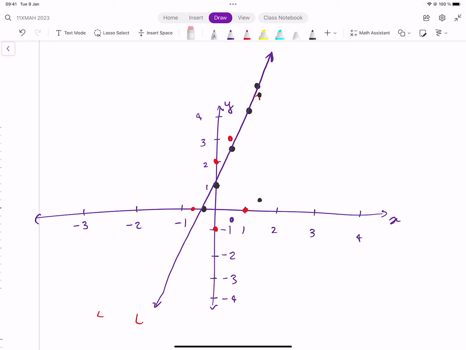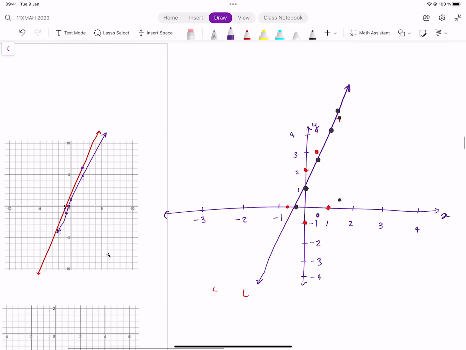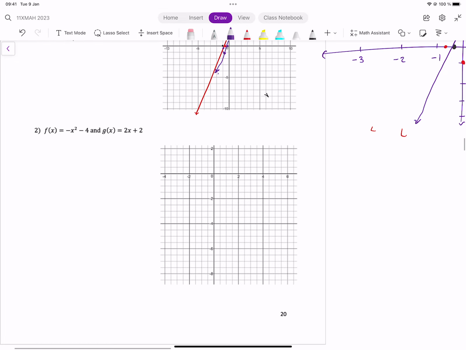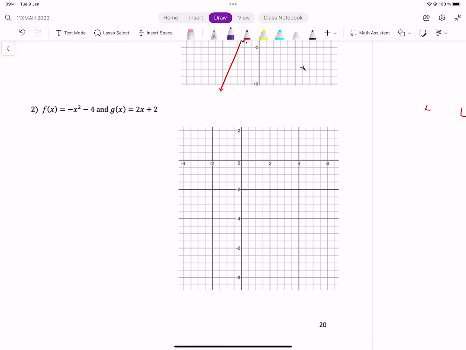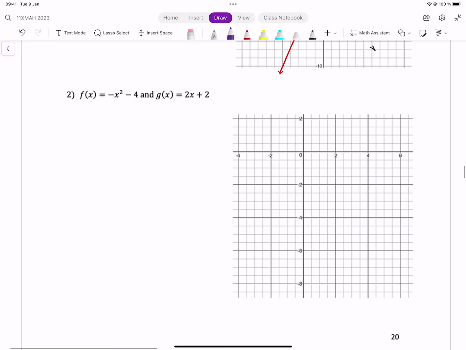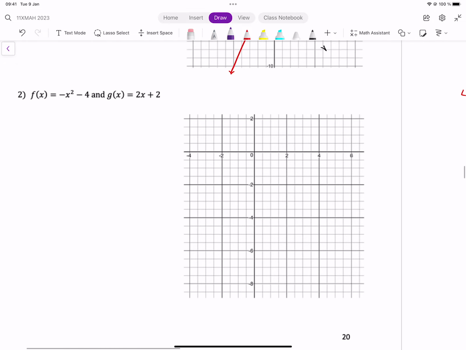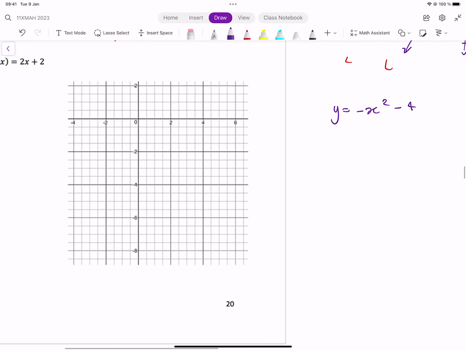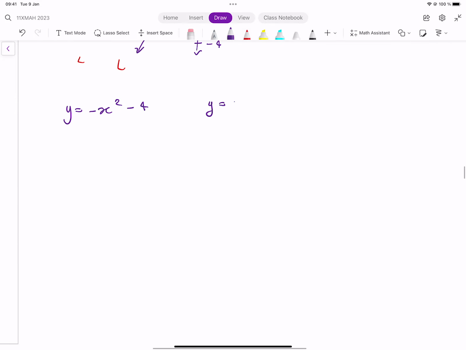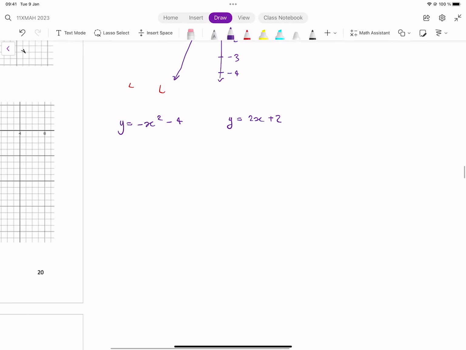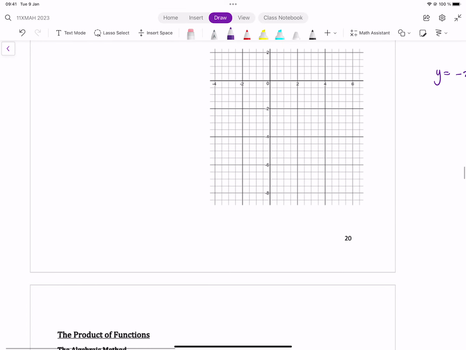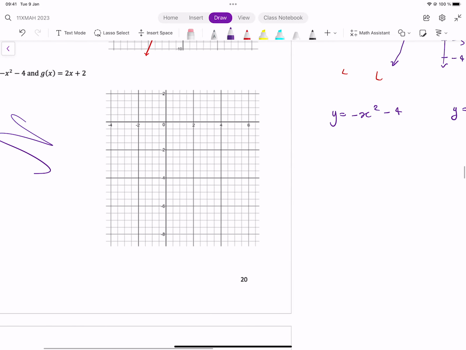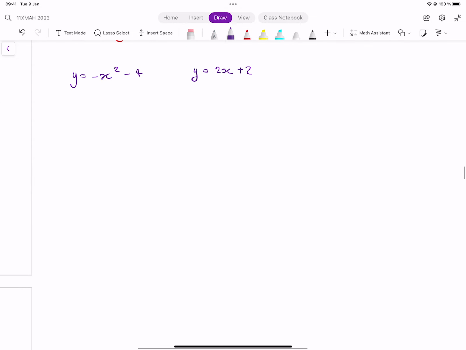Now that graph is very easy to draw without doing the graphical method, but it's good practice doing the graphical method. So let's have a go at this one. I'm going to kind of abandon ship on these graphs because I don't like them. So I'm going to do them to the side. So we've got y equals minus x squared minus 4, and y equals 2x plus 2. So if you want to do your graphs maybe in this section, or if you can figure out those graphs, they're a bit squished, you can.